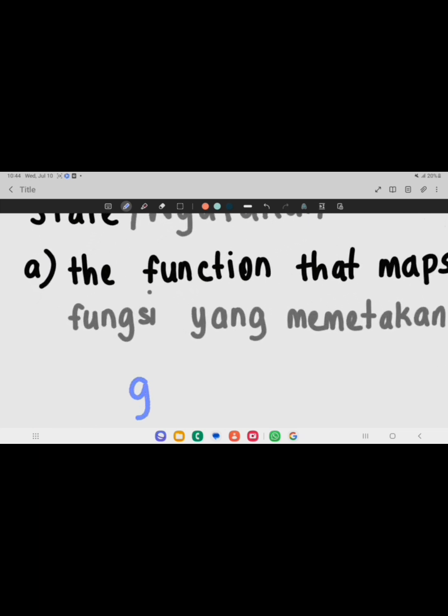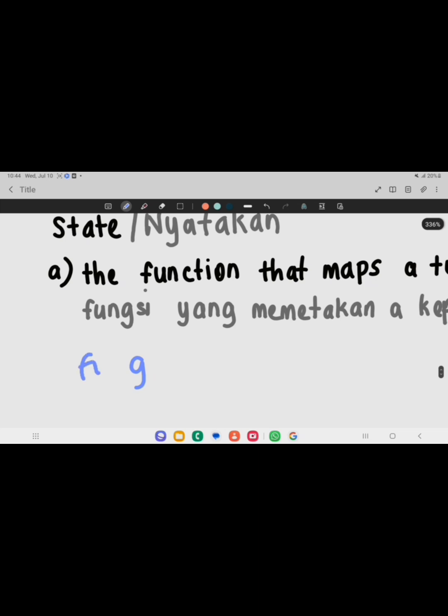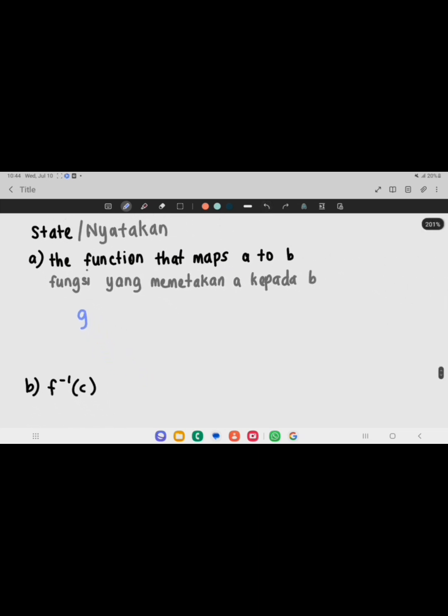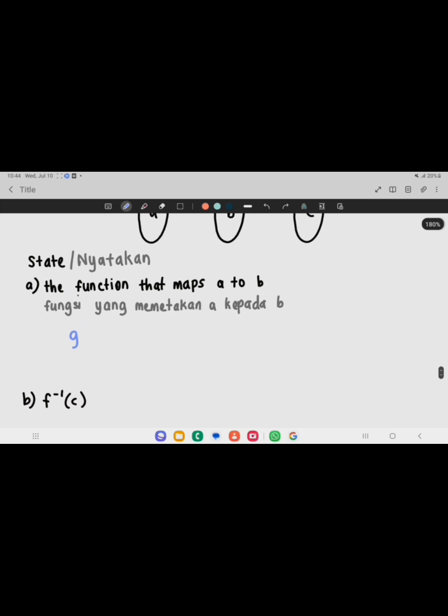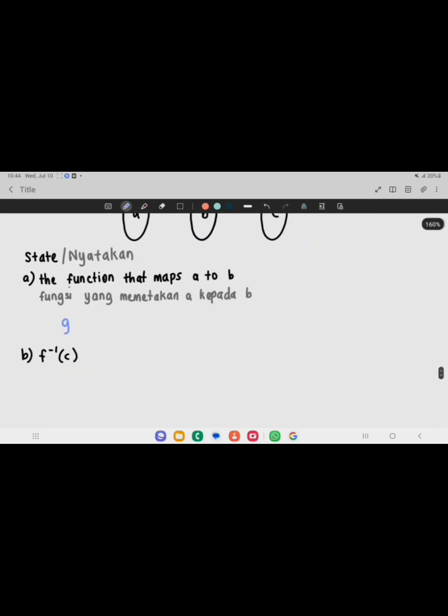You write like this also, it's enough. Or you want to write function G also can. But I'm just going to write it as G. Okay, so that's for A question. Easy, right? It's just a stating question. So, maybe you'll get 1 mark for this. Okay, next. State f power of -1 c.